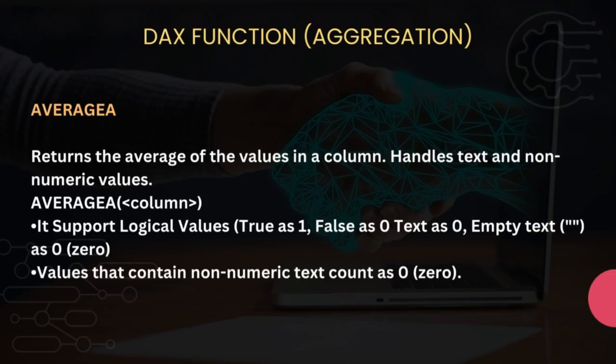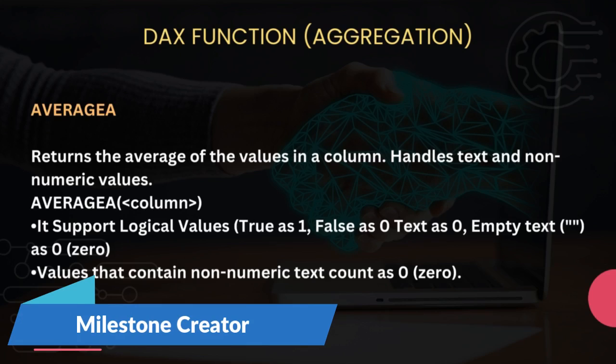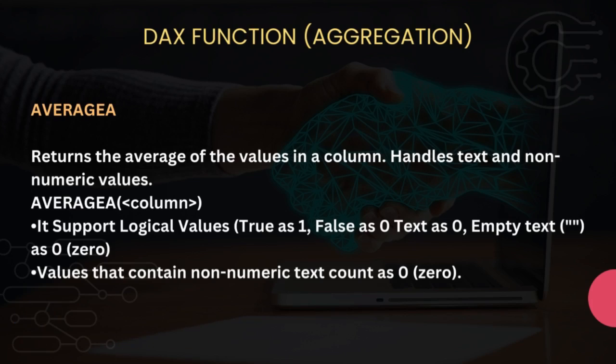So the AVERAGEA DAX function returns the average of the values in a particular column, but it can handle text and non-numeric values as well. As we have seen before, the AVERAGE DAX function doesn't support logical and text type of data, right? But in the case of AVERAGEA, it supports text and non-numeric values as well. The syntax is AVERAGEA, and inside the bracket we have to pass the column name. So let's see how the AVERAGEA DAX function handles text and non-numeric values.